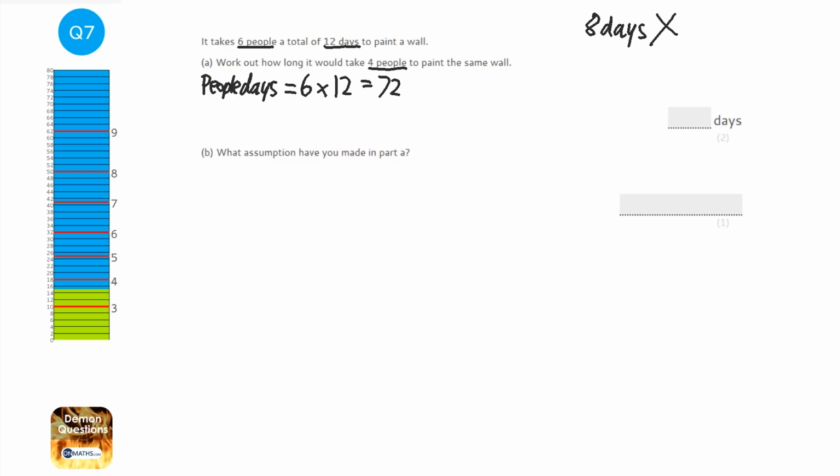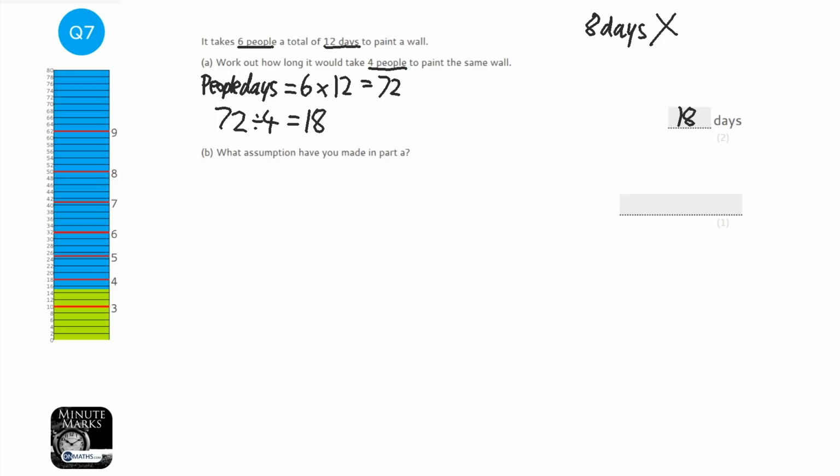So for instance, if we had one person, which we could have, it will take that one person 72 days. If we had 2 people, it would take them half of the 72. So it says we've got 4 people. So what we do is you get the amount of people days, which is 72, but we don't have one person anymore, we've got 4 people, so we're going to divide it by 4. Now an easy way to divide something by 4 is to halve it, then halve it again. So 72 divided by 2 is 36, then halve it again is 18. So the answer is 18 days.